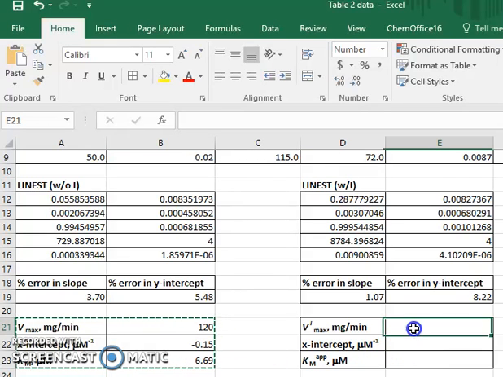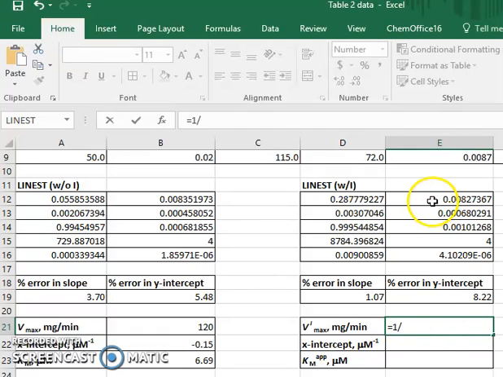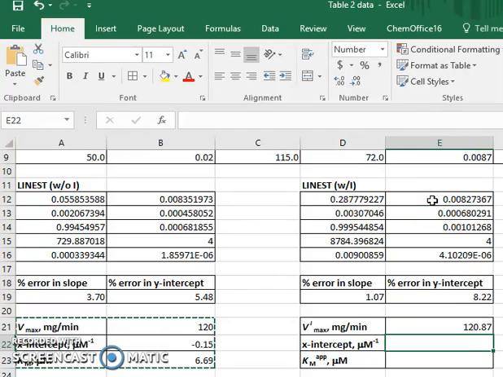I'll do the same thing over here with the line S data with the inhibitor. Again, here the Vmax with the inhibitor is the same, but I'll still use the y-intercept determined with the inhibitor data. So equals 1 divided by the y-intercept, and let's set the number of significant figures to 3.